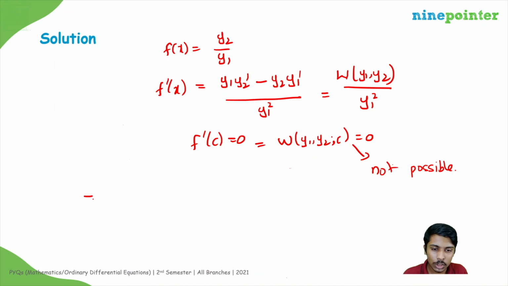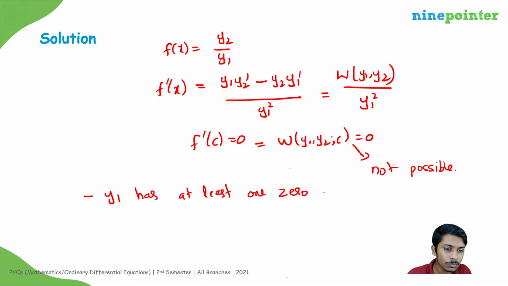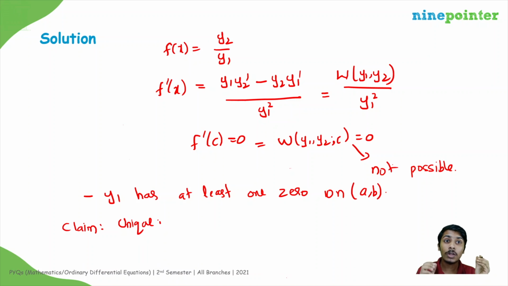Okay, so it's sure that y1 has at least one zero on the interval ab. That's already proved. Now we have to show that it's unique. Our claim is that the zero will be unique.